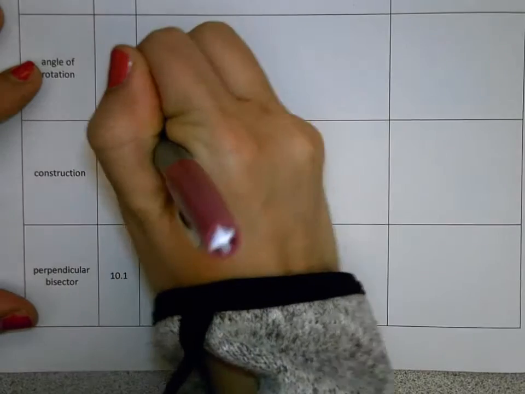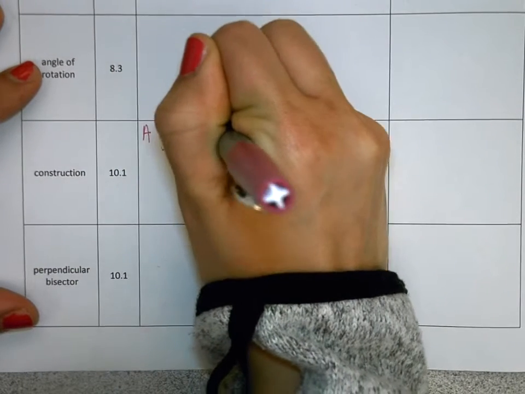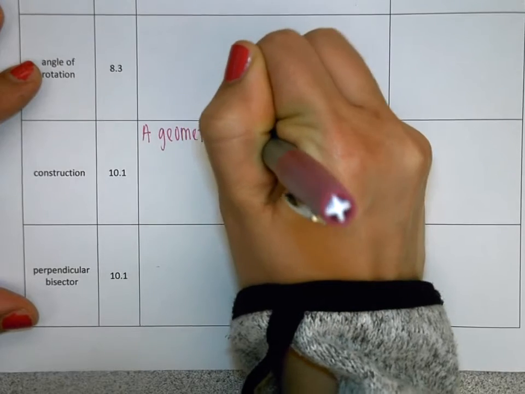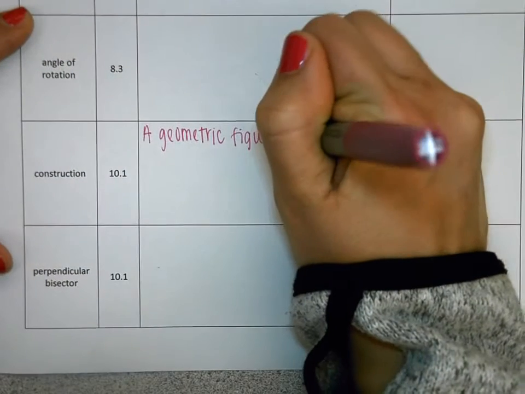So for 10.1, we're skipping now to chapter 10, and we're going to be doing geometric constructions. So let's define what that is. A geometric construction is a geometric figure drawn using a straight edge and a compass.